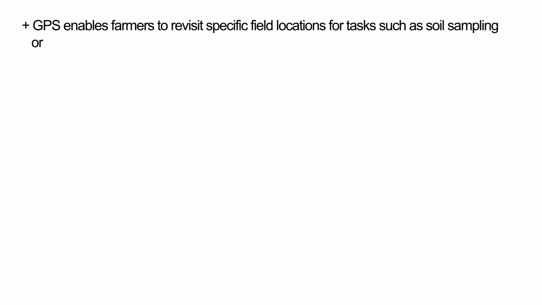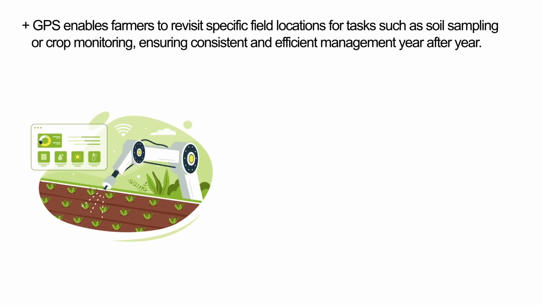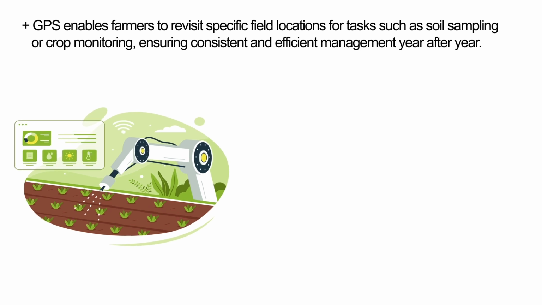Additionally, GPS enables farmers to revisit specific field locations for tasks such as soil sampling or crop monitoring, ensuring consistent and efficient management year after year. In recent years, GPS technology has become increasingly significant in conserving land and water resources.